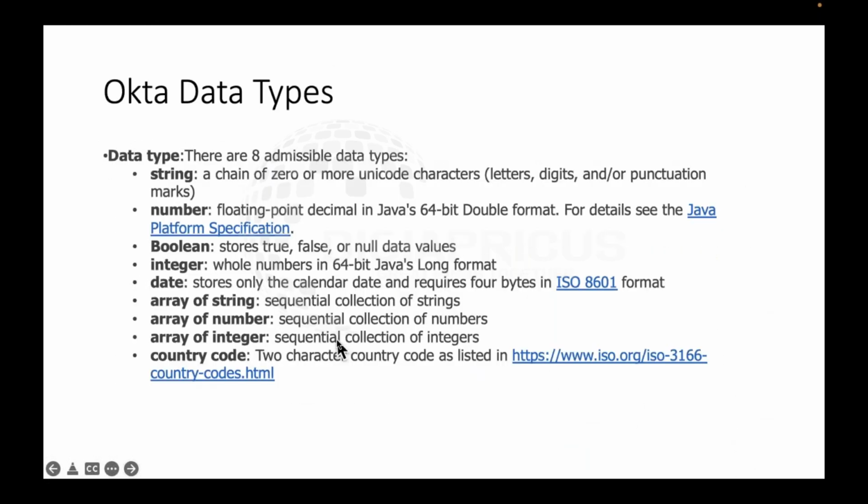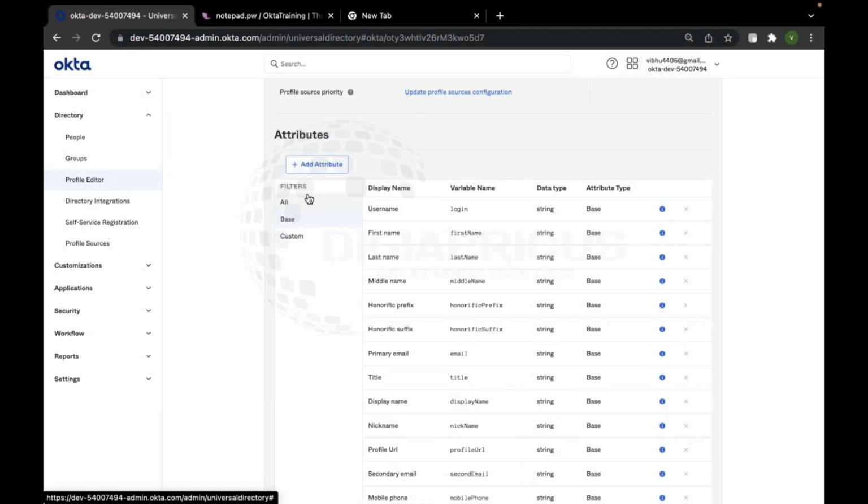Now moving on, before I move on, any doubts over here, like what is an Okta user profile and what are the different Okta data types which we have? If you create an Okta attribute using an array string, for example, you can give any value for first name. For last name, you can give a number also. It will take it, right, because that data type is array string. Correct.